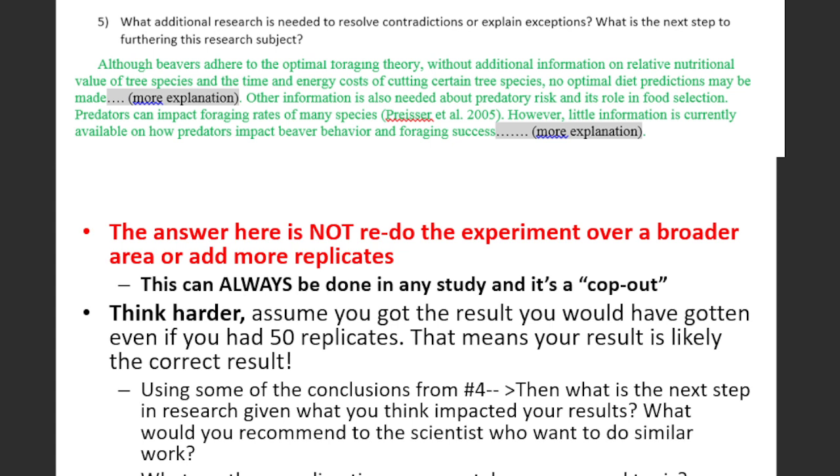The answer here is not always to redo the experiment over a broader area or add more replicates. It can always be done in any study, and it's kind of a cop-out. Think harder. Assume that you got the results that you would have gotten even if you had 50 replicates. This means that your results are likely correct.